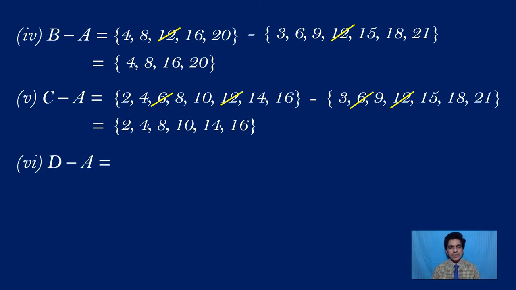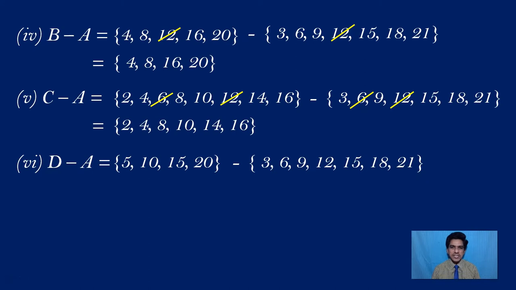Now, look at the next one, D minus A, which is the set of 5, 10, 15, 20 minus A. What is A? Set of 3, 6, 9, 12, 15, 18 and 21. Now, we have 15 common in both the sets. Now, in the first set, we have 5, 10 and 20, that is D minus A.